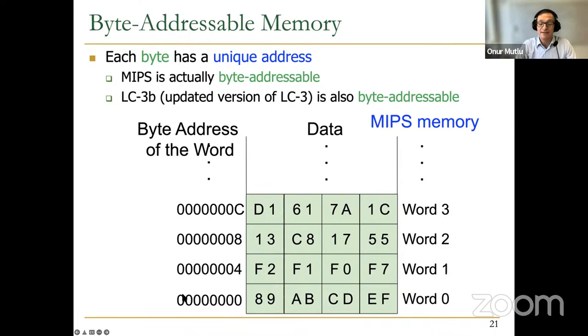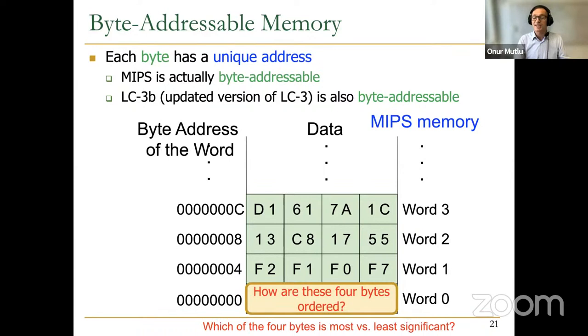So the programmer needs to have a mechanism to actually address every single byte while also ordering bytes in some way. Then the question becomes, of course, how are these 4 bytes ordered? So we have 4 bytes over here, but how do we order them? How do we know which byte is actually address 0, which byte is address 1, which byte is address 2, which byte is address 3? When the programmer uses a word, one byte is most significant, another byte is least significant, right? But how do we assign addresses to those bytes? In other words, which of the 4 bytes is most versus least significant? Now, this brings us to a convention, basically.